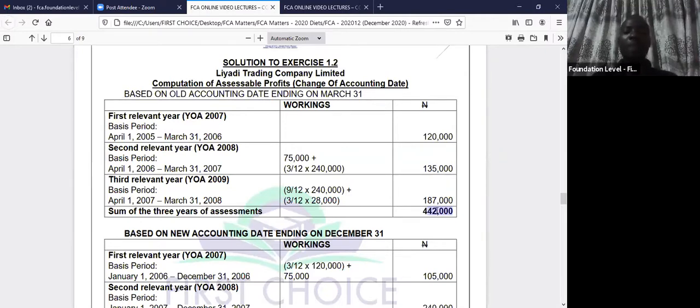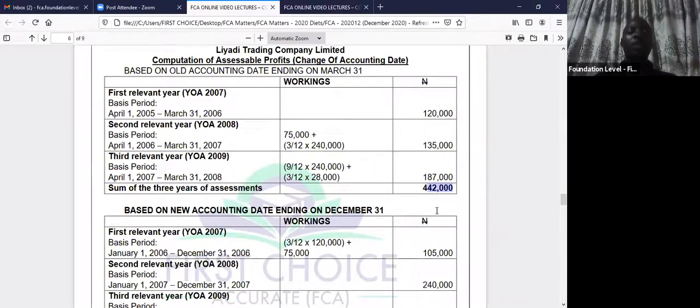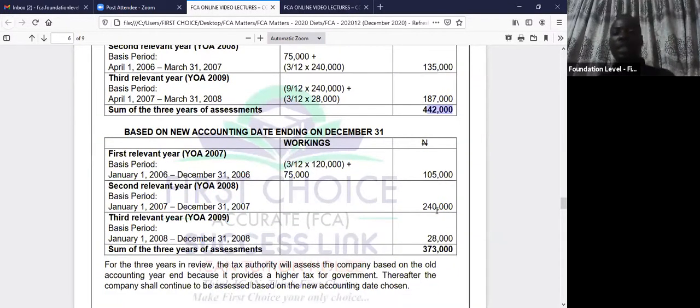The second method is to base it on the new accounting date ending in December 31. Now the tax authority will say, okay, after doing it for those 3 years complete, old date, let us acknowledge your change. Let's go back and do all the things we were doing before in old date. Let's do it again in new date and see what will happen. Okay? Now, you know, the new date is December 31st. So that means it must start from January to December. And that's preceding year basis.